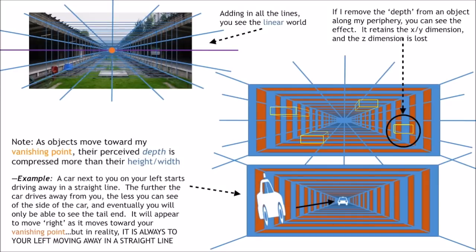Also, it will always appear to move to your right, even though it started out to your left, because it's moving towards your vanishing point. But in reality, it's always to your left. Okay, it's always to your left, moving in a straight line away from you, but it will appear to be moving towards your right, or towards your center of view.